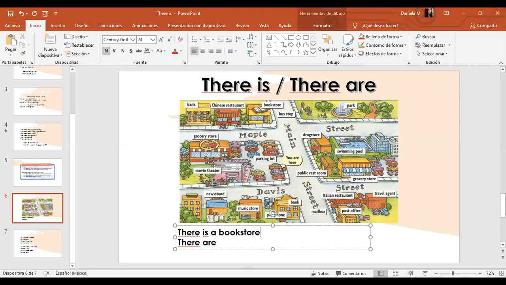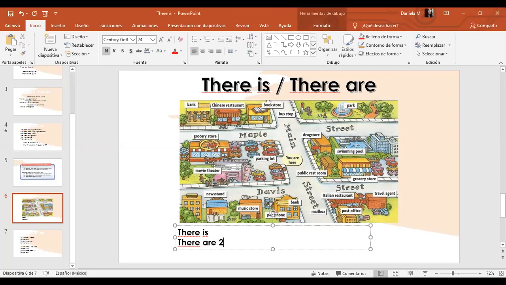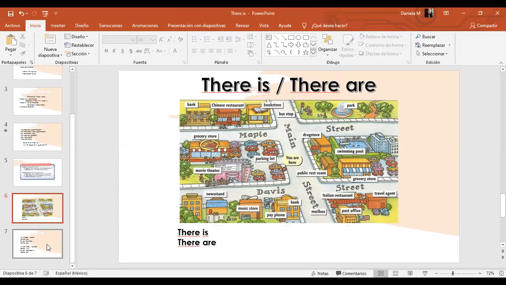What about now, for example, grocery stores? Exactly. There are two grocery stores. We have this one and this one. Good. Remember, there is for singular and there are is for plural things.